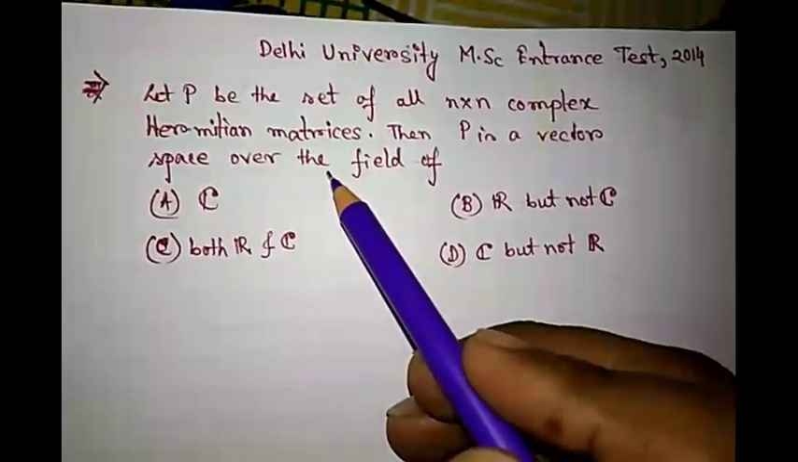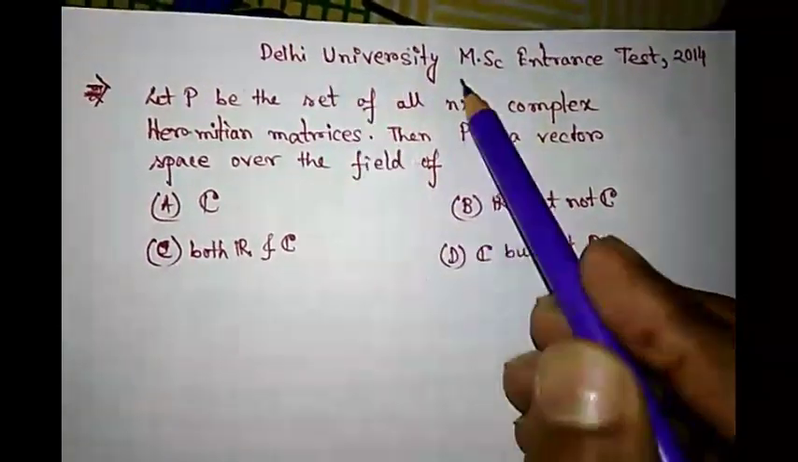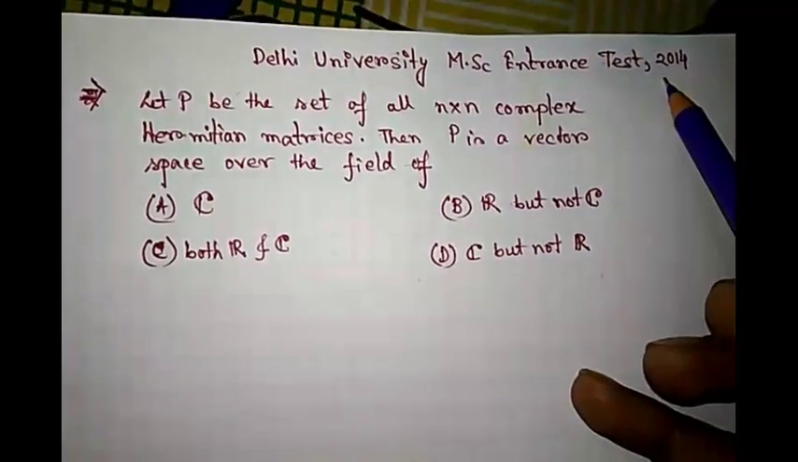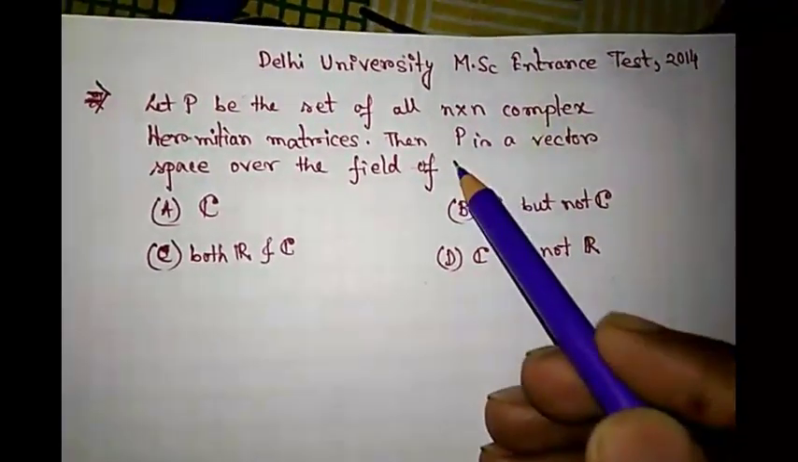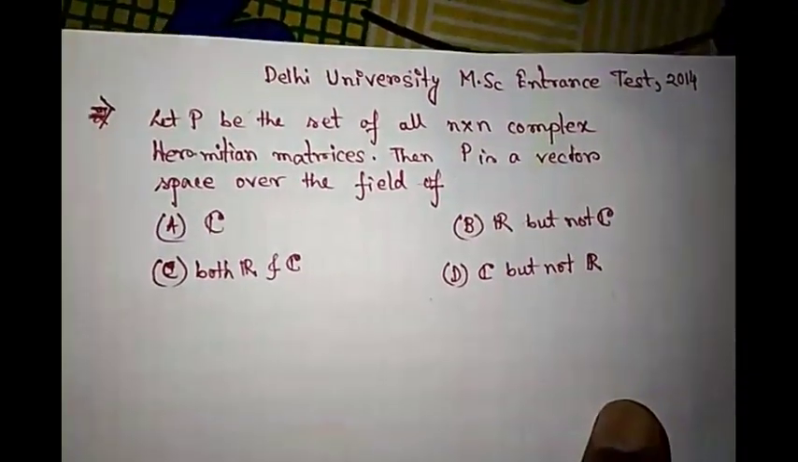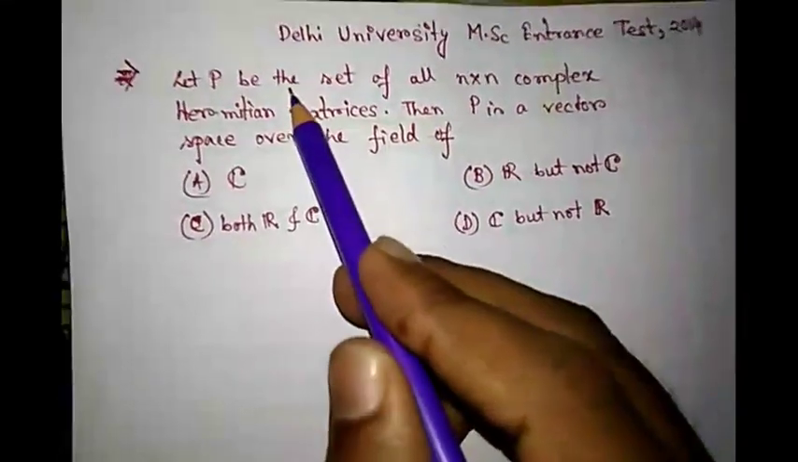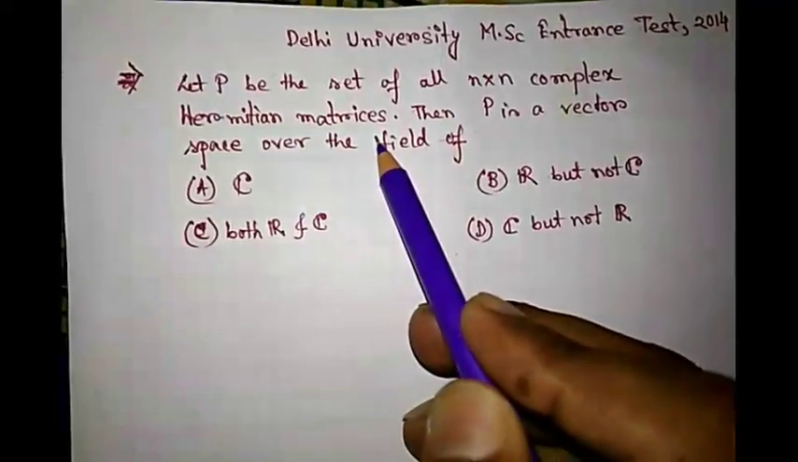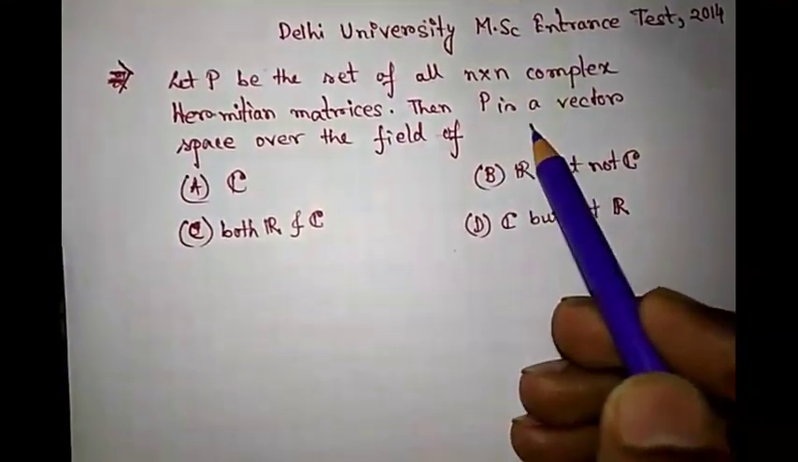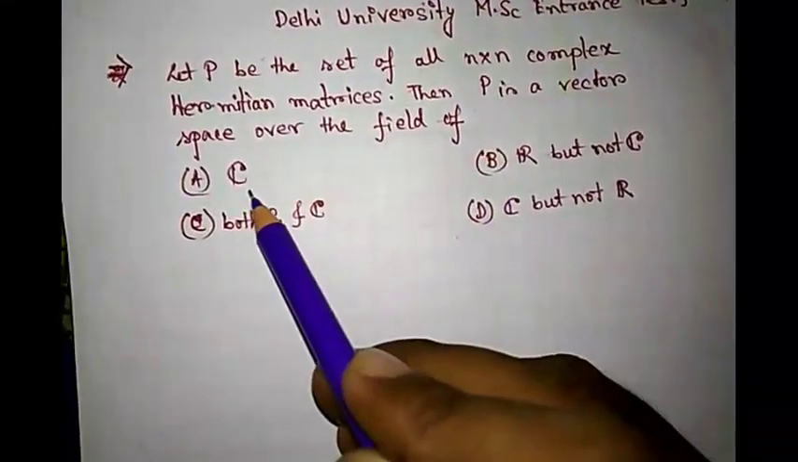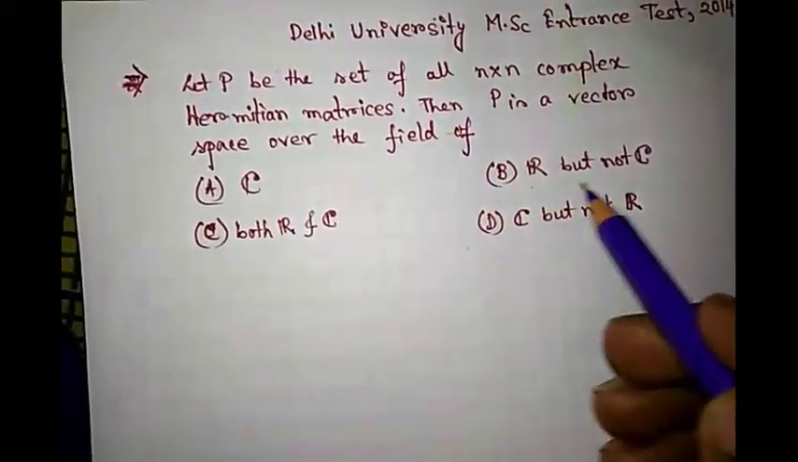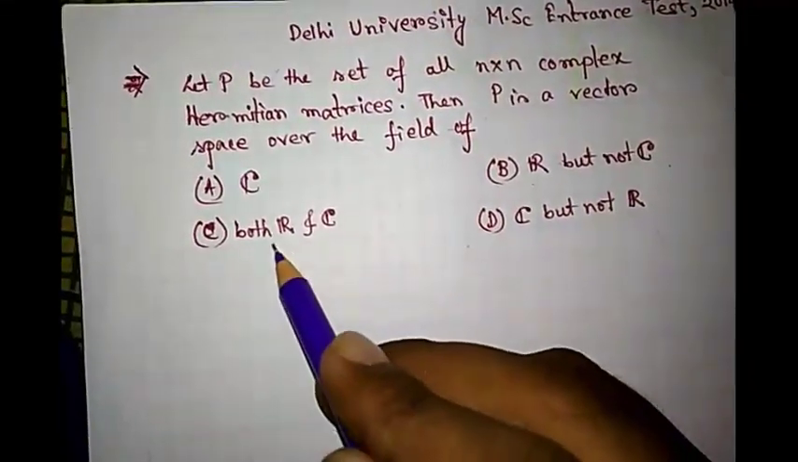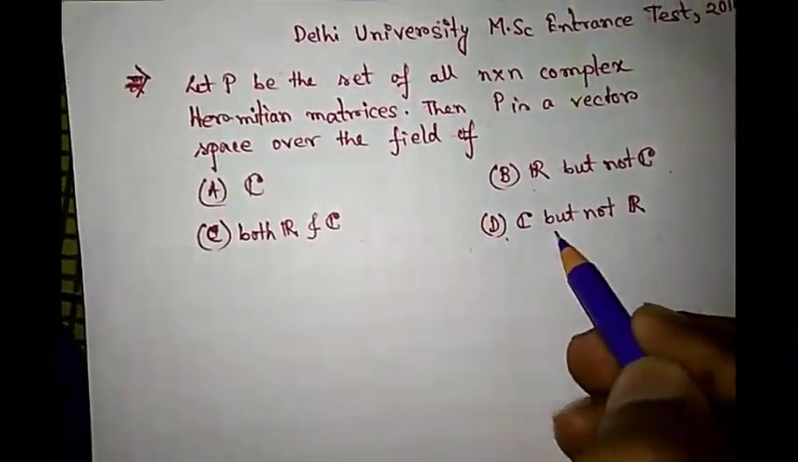The problem today we are going to discuss is a problem of Delhi University MSc Entrance Test 2014, and this is a problem of linear algebra. So the problem says, let P be the set of all n by n complex Hermitian matrices, then P is a vector space over the field of option A C, option B R but not C, option C both R and C, option D C but not R.